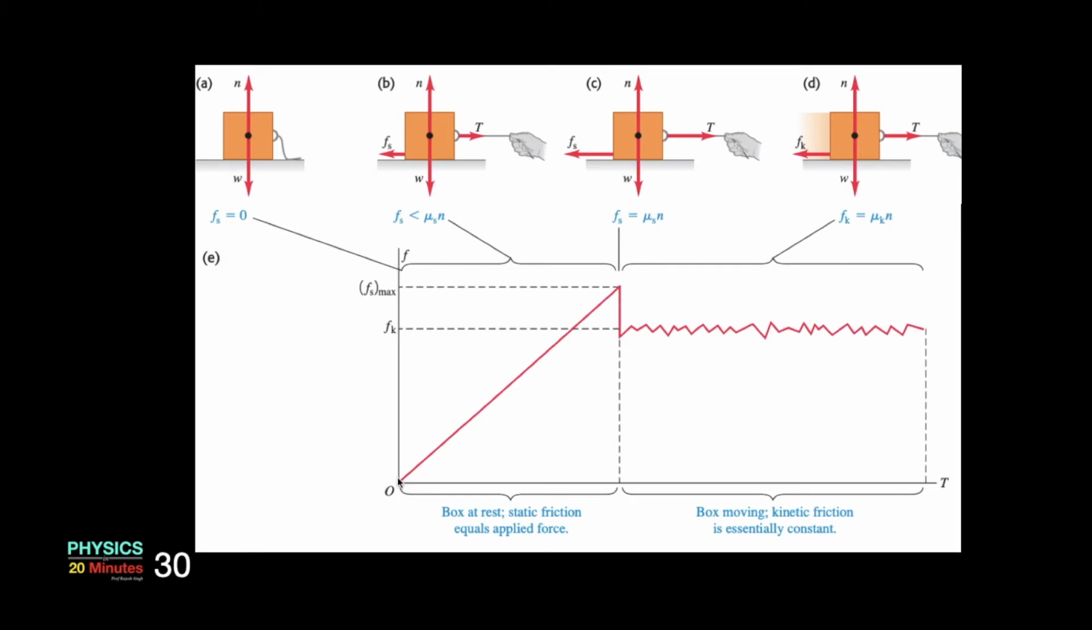So initially static friction is 0. Static friction increases as you pull the block. It reaches its maximum value. The maximum value depends on the nature of the surfaces involved. At that point it will break down. The block will start moving. As the block starts moving, you get into the domain of kinetic friction, and then it will remain hovering around that value of kinetic friction, which is slightly less than the value of the static friction.